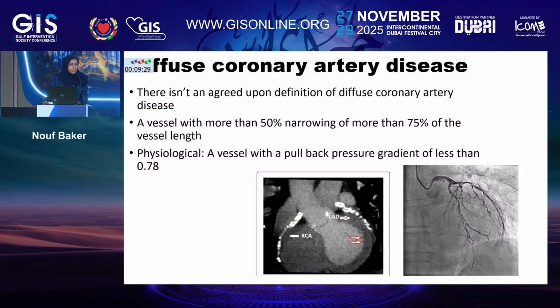In terms of a definition, there is not an agreed upon definition. The severity of diffuse disease usually is evident by the length of the lesion. So we're looking at obstruction that is also involving the majority of the length of the vessel. In terms of physiological assessment, a pullback pressure of less than 0.78 is used mostly to delineate a vessel that is diffusely diseased.